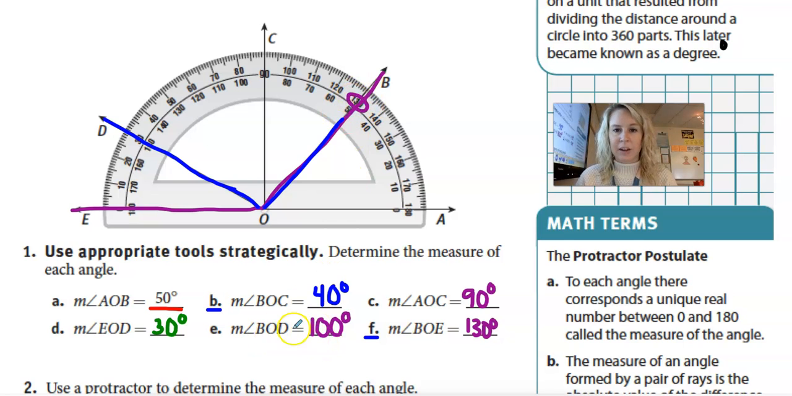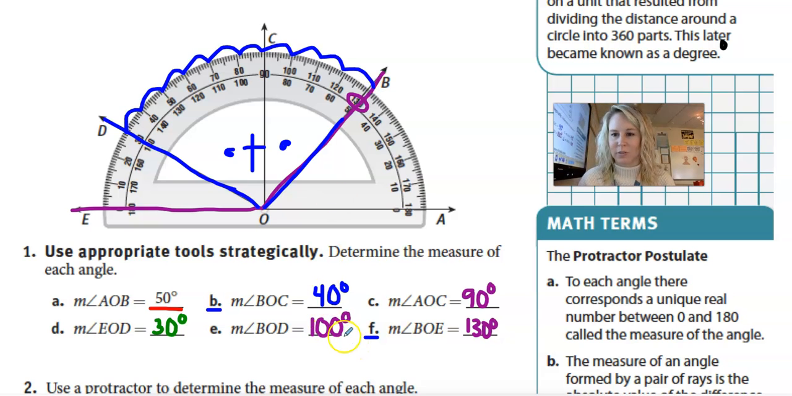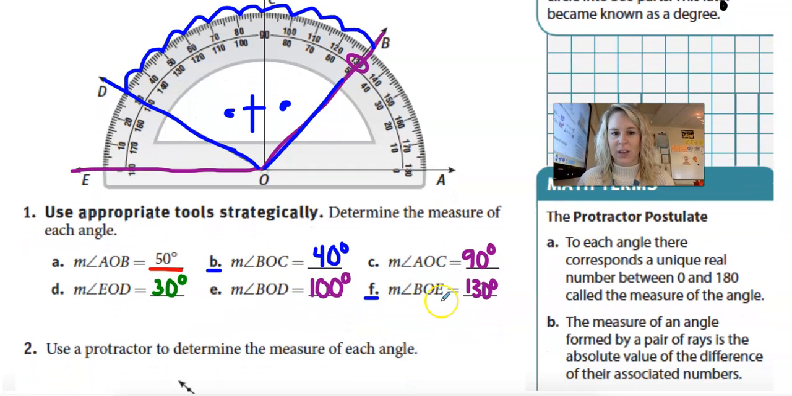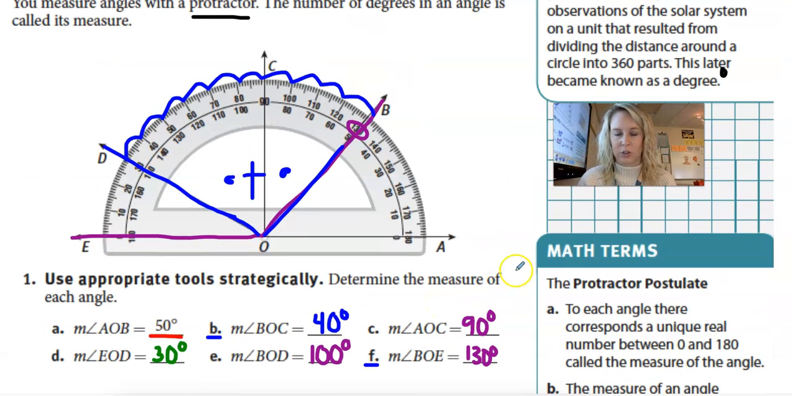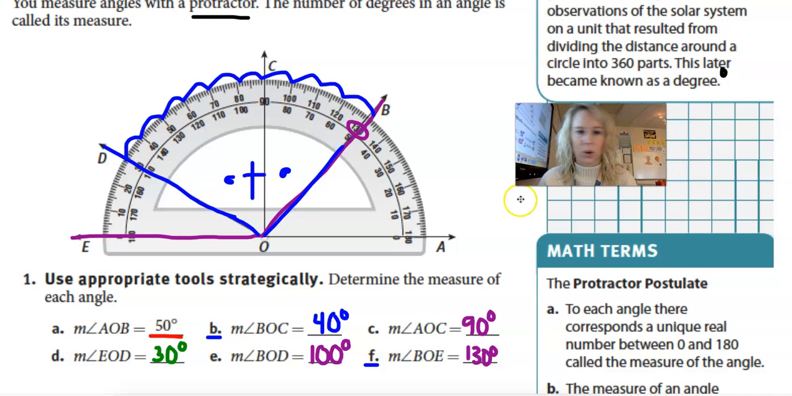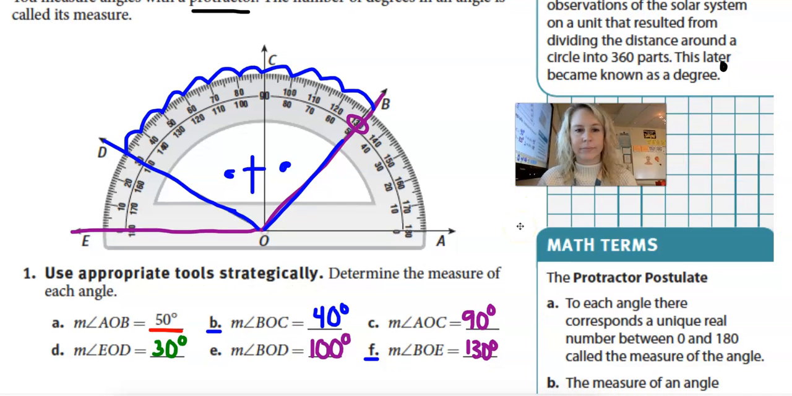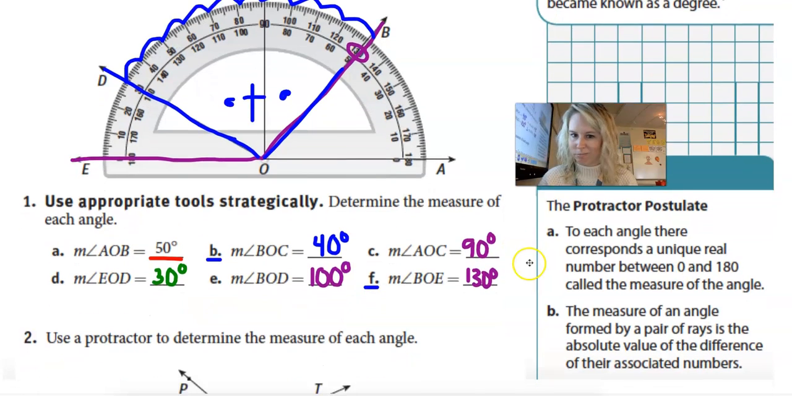And then BOD might have been a little tricky because it's kind of in the middle. You could have found this part of the angle and this part of the angle and then added them up together. Or you could have counted by tens. So like 10, 20, 30, 40, 50, 60, 70, 80, 90, 100. So kind of some few ways to do that. All right. So that is how you use a protractor to measure angles. If you don't have a protractor at home or with you, totally fine. You really don't need to know how to do it.